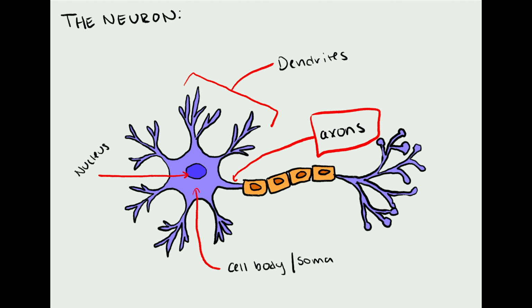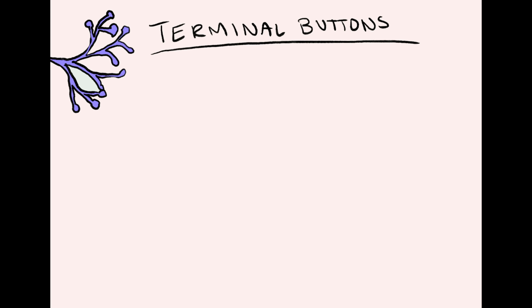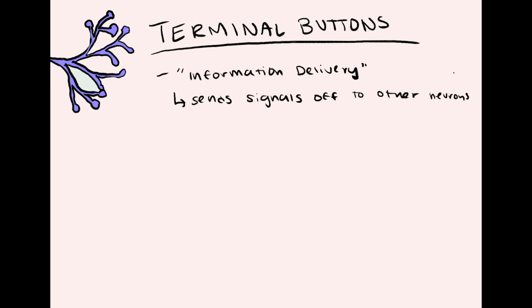Extending from the cell body and forming a pathway is the axon. Axons are typically longer and thinner than dendrites and provide the pathway with signals that travel from the cell body to other neurons. The membrane along the axon is designed to propagate action potentials. Emerging from the end of axons are axon terminals. Forming at the end of axon terminals are something called terminal buttons. Terminal buttons are the information delivery portion responsible for sending the signal off to other neurons.